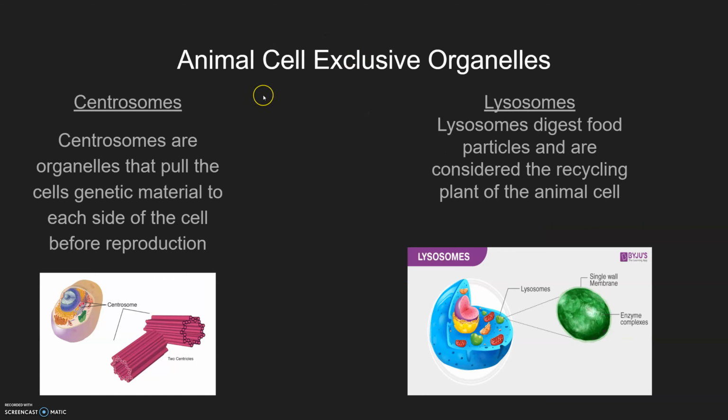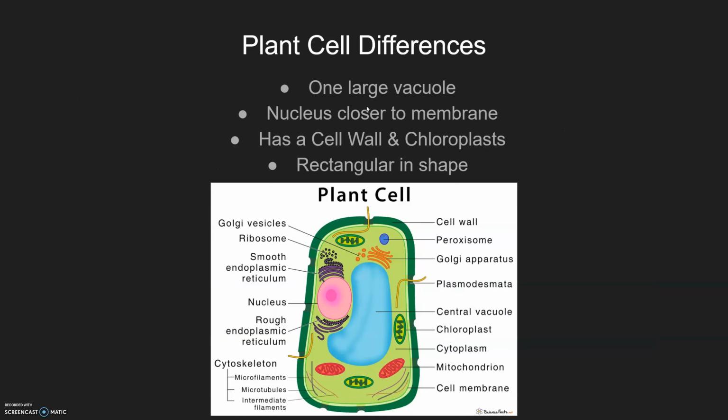These are the two animal cell exclusive organelles, centrosomes and lysosomes. Centrosomes are organelles that pull the cell's genetic material to each side of the cell before they split, and lysosomes digest food particles, and they're considered the recycling plant of the animal cell.